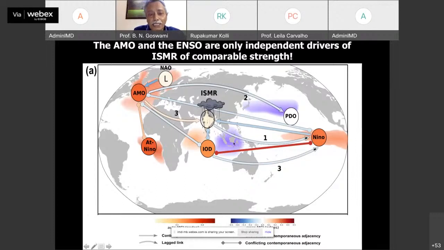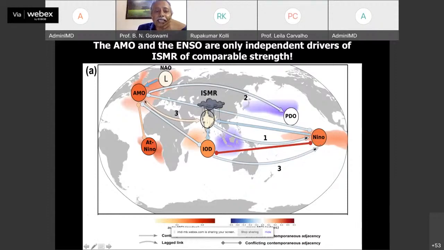Okay, but the most interesting thing that we find is that when there is no directionality, that means the method cannot find out from the data who is affecting whom. This is called a confounded relationship. So the simultaneous connection between IOD and El Nino is not clear, in terms of which one is affecting which. But IOD seems to have an influence on El Nino.